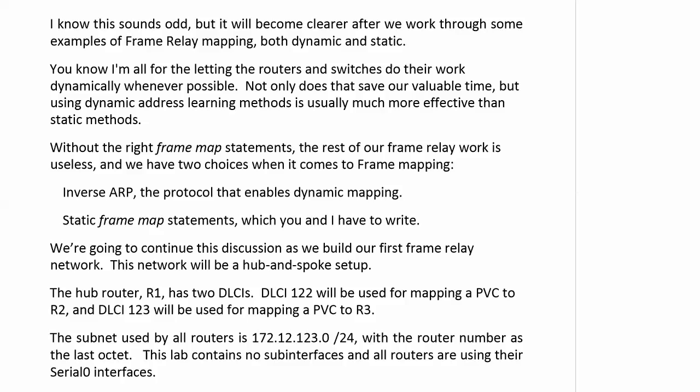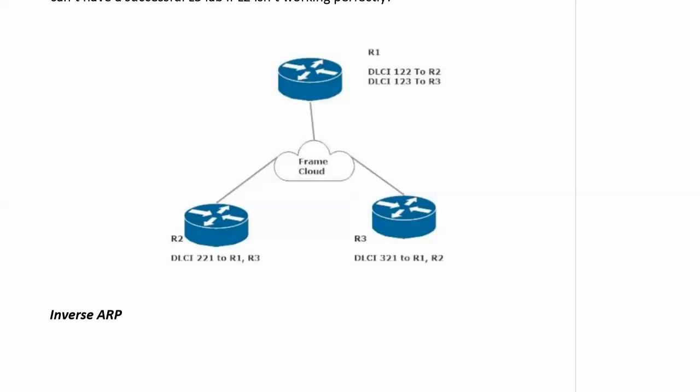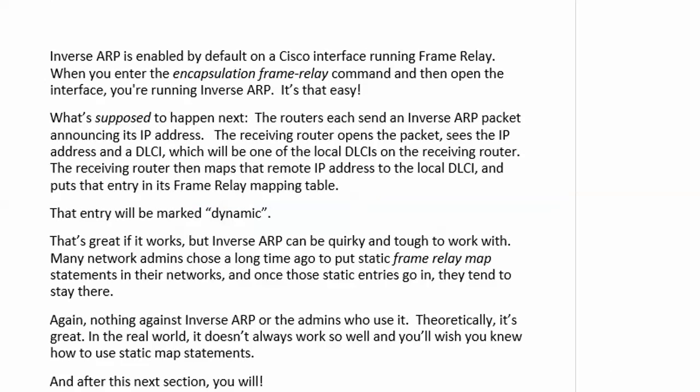Now, for those map statements, we have two options. Inverse ARP, which is the protocol that enables dynamic mappings, and static frame map statements, which naturally you and I as the network admins have to write. Now, I'm going to show you the network, and we're going to come back to this too, because I want to keep the discussion rolling here. We're going to use DLCIs 122 and 123 on router 1, DLCI 221 on router 2, and DLCI 321 on router 3. Let's talk about inverse ARP, though, before we actually head for the lab.